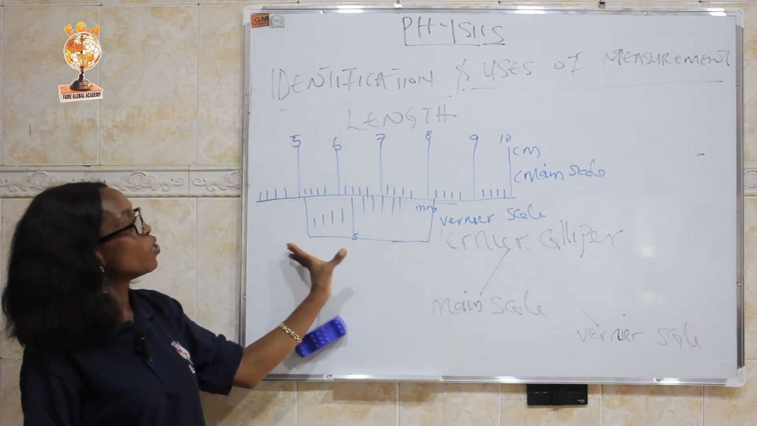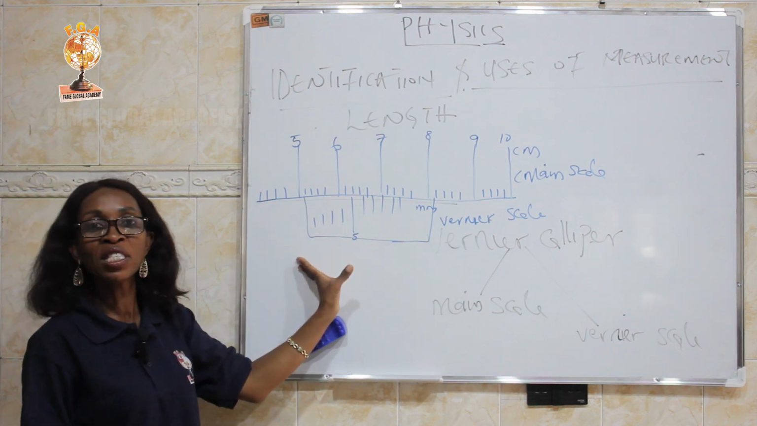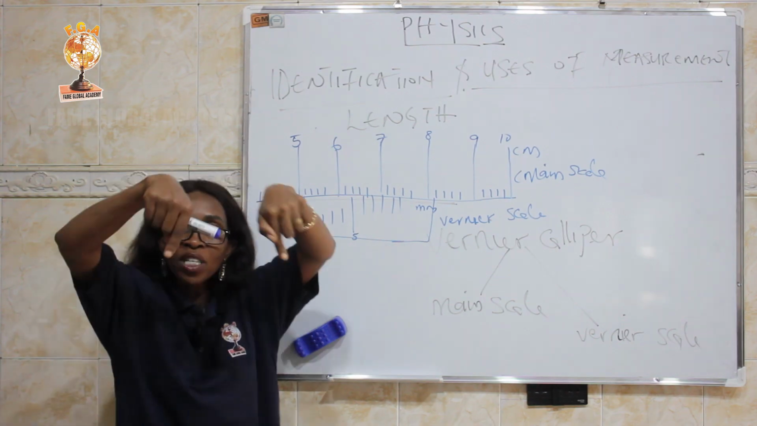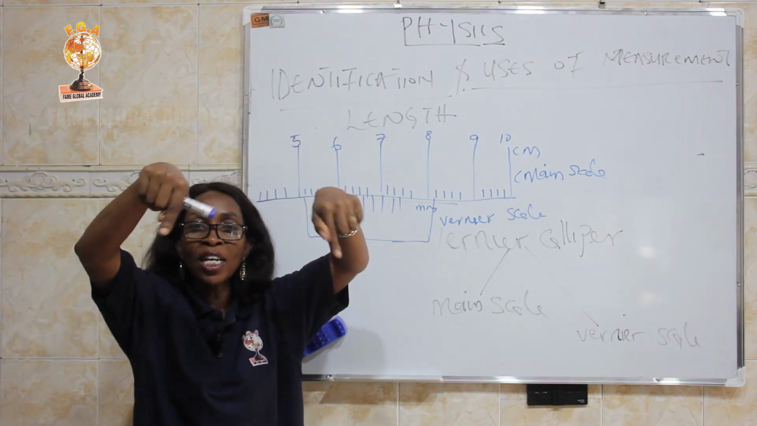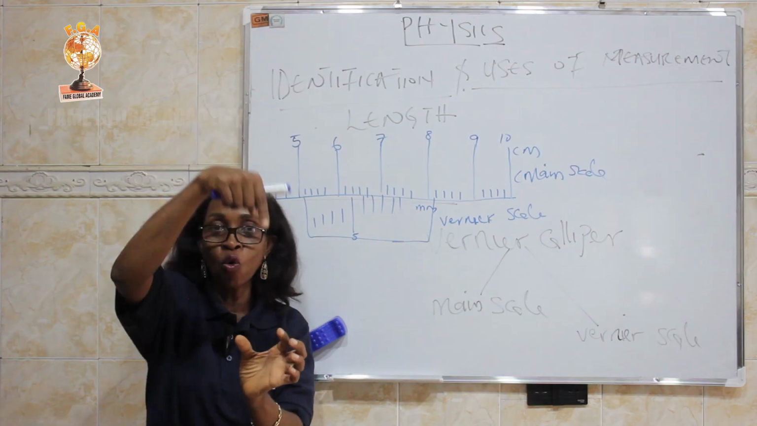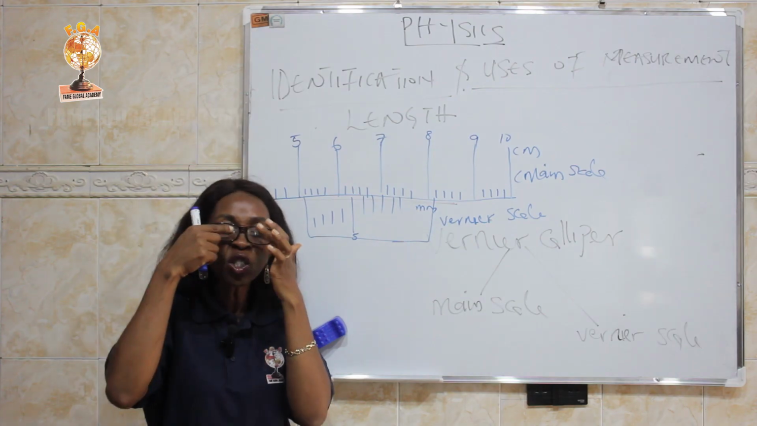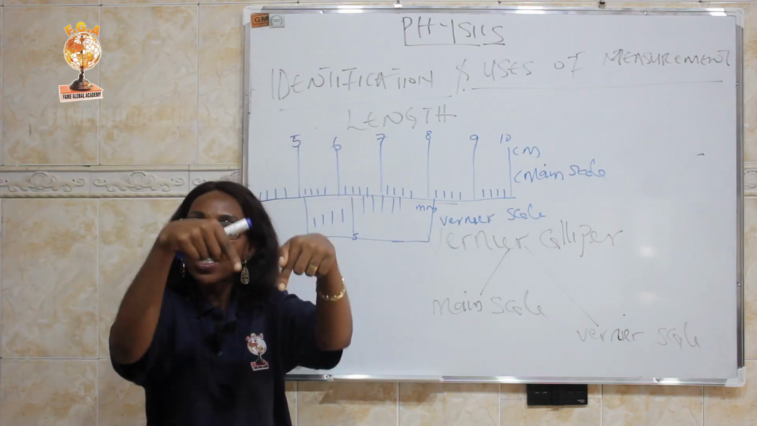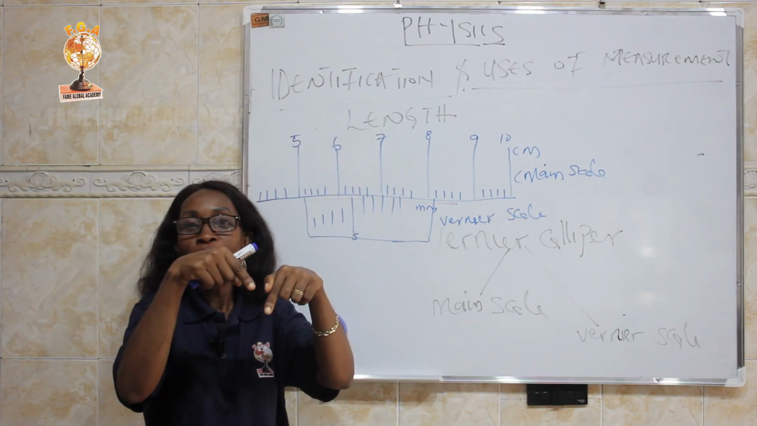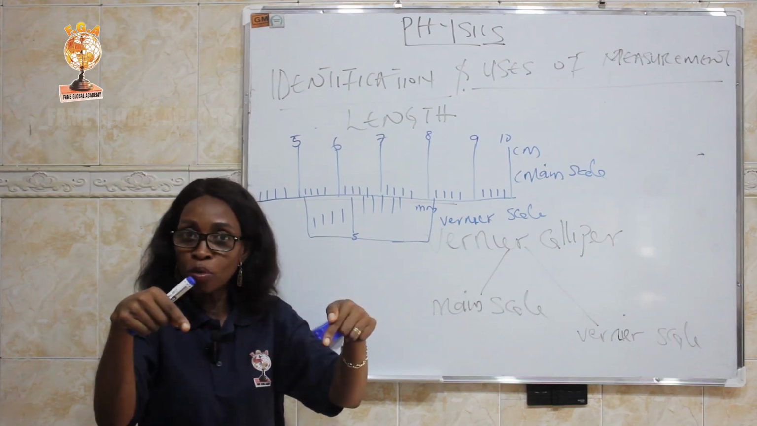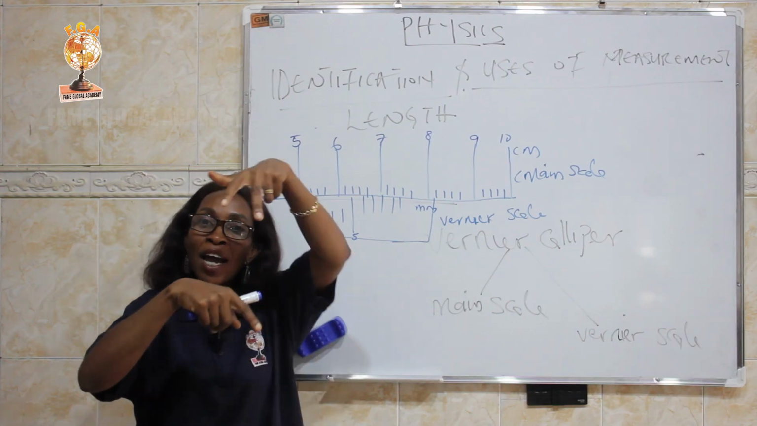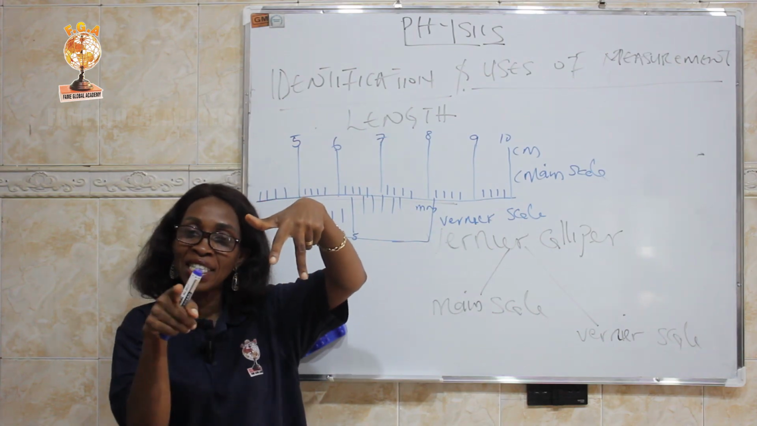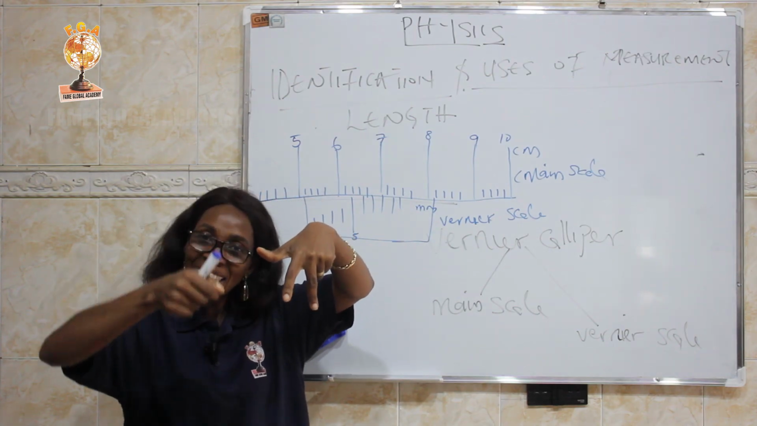Now, if I want to take the reading on this scale, take for instance, I measure the length of a tube. The tube has a hole, so I can't just measure the external length, I could also measure the internal length of that rod or that tube. So I place my vernier caliper, because it has two jaws, at the edge of both ends and screw down tightly.